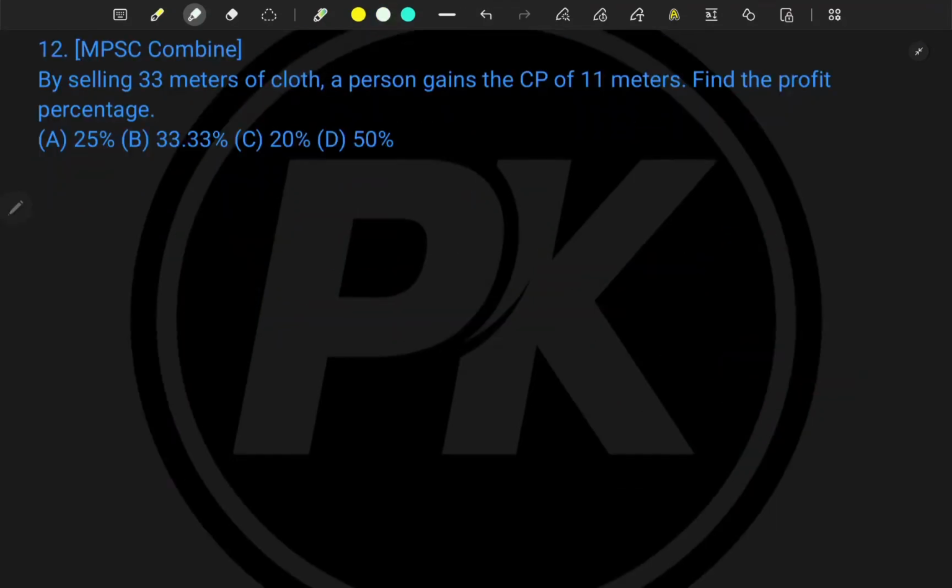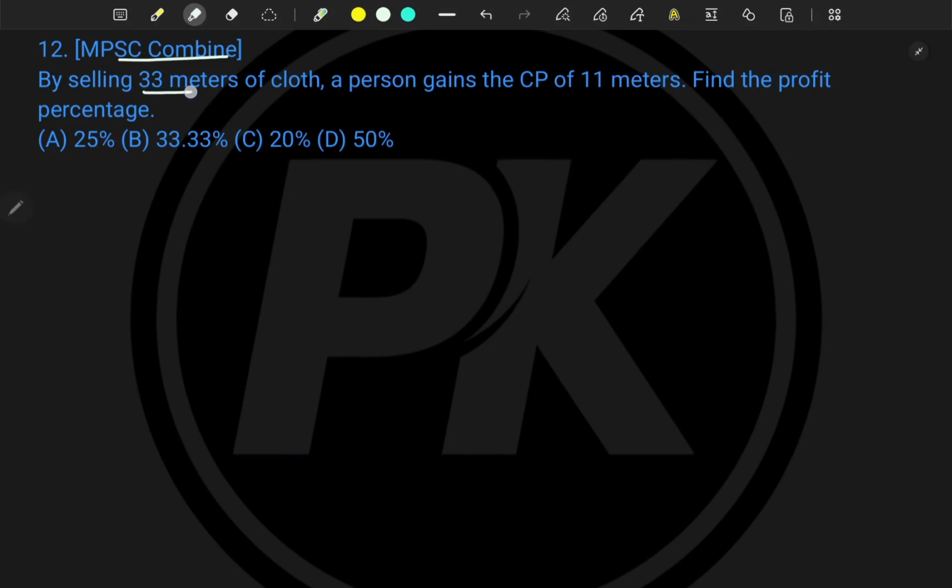So let's move to this problem. This problem was asked in the MPSC combined examination, and this is a very interesting problem. If you are thinking you are very expert and can solve all the problems of profit and loss, pause the video here and try to solve this problem. Ultimately, you will make a mistake. Now let's understand how to solve this kind of problem. Here, making the statements and assumptions is very, very important. So let's try to understand the problem first.